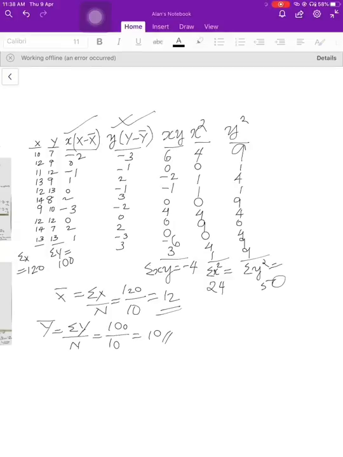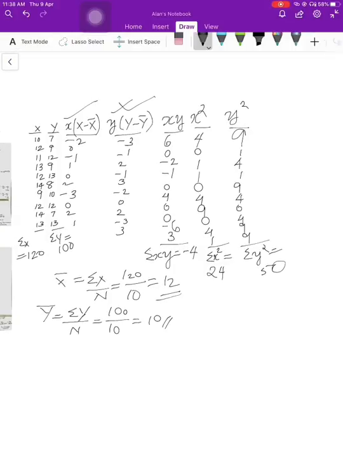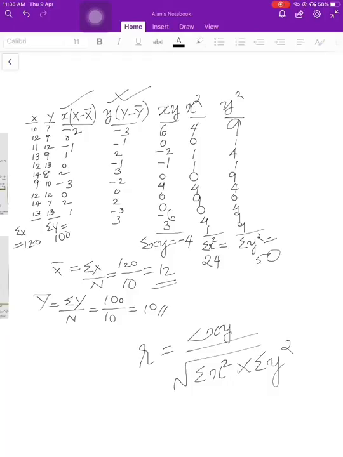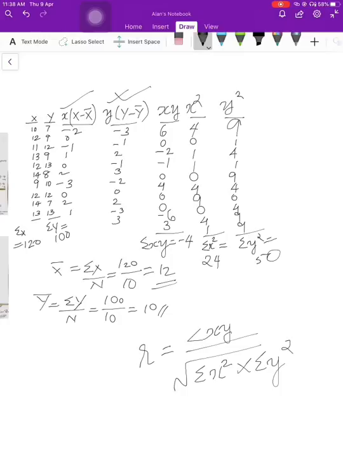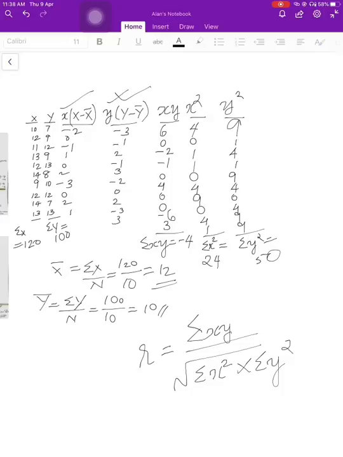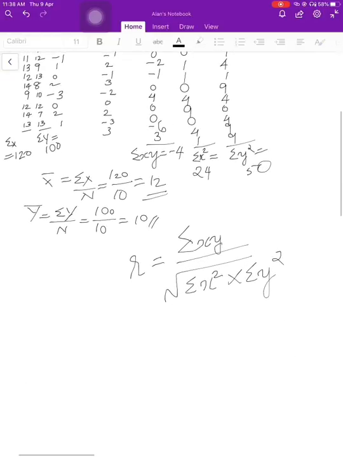Okay, so what is the formula? R is equal to sigma small xy by root of sigma x square into sigma y square, right? So once you are just putting the same thing into the formula, I'm sorry, I just wrote sigma xy. Okay, yeah. So we'll go forward now. So let's just put the whole thing into the formula now.